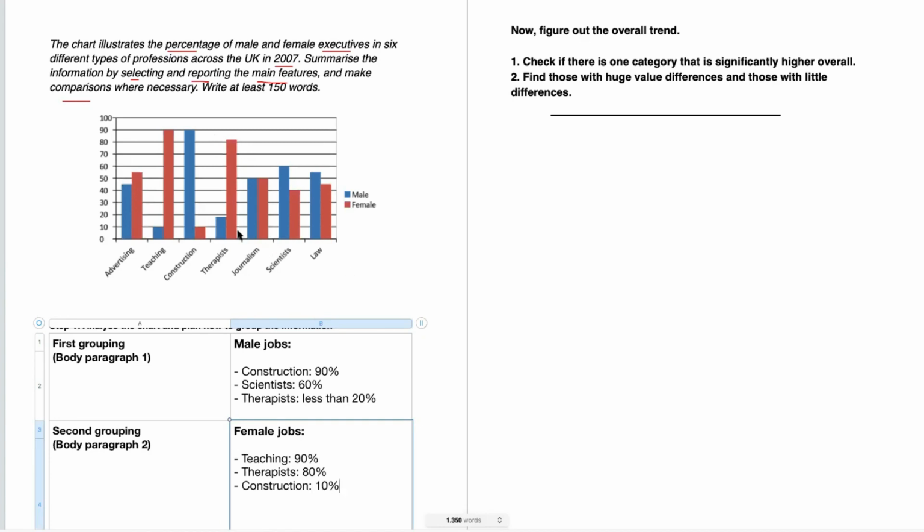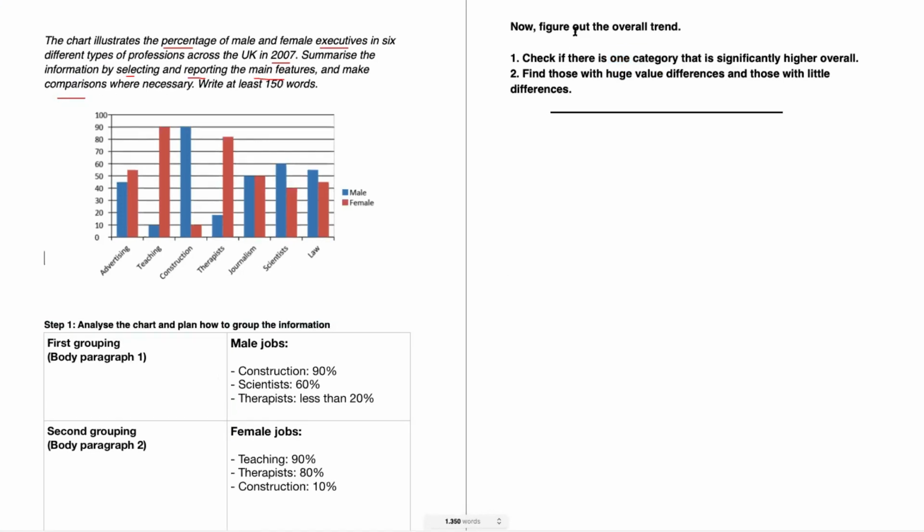I haven't included any of the other female jobs because those are just mid-range and they don't really call out our attention. So this is my grouping, just like we did in the previous example. Now I'm on to the second part of step 1, and we have to figure out the overall trend. So we have to check if there is one category that is significantly higher overall. And so let's just make some notes here. I'm going to use a star for the female jobs, and it looks like advertising, teaching, and therapists are the 3 areas where females have a larger percentage.